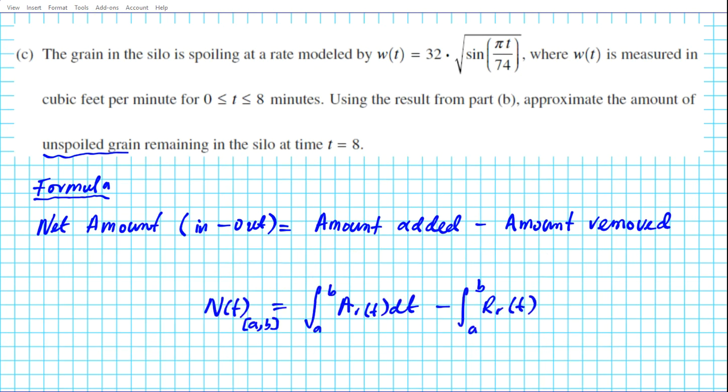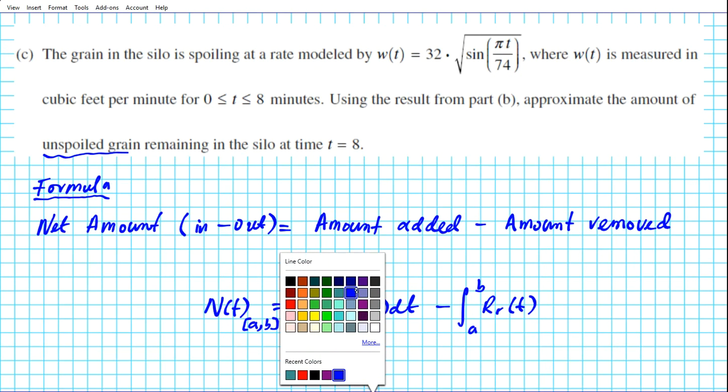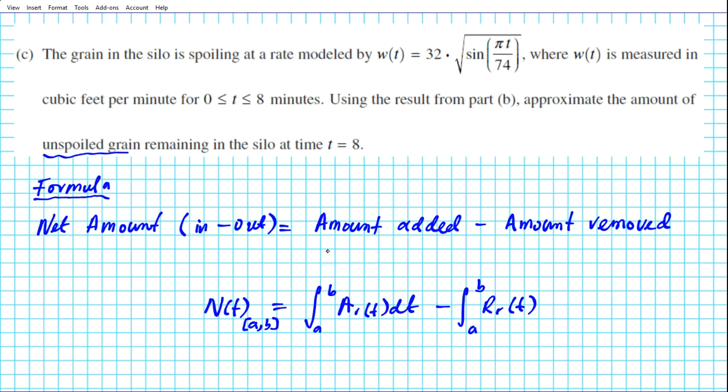And also, there's something important I forgot to state. We also have to add the initial amount. In some AP exam questions, there was actually some amount there initially, so that also has to be taken into consideration. So the amount added minus the amount removed plus the amount that was there before. Plus initial.